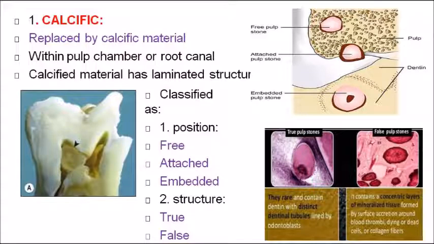True pulp stones are rare and contain dentin and distinct dentinal tubules which are lined by odontoblasts. False pulp stones contain concentric layers of mineralized tissue formed by surface accretion around blood thrombi, dying or dead cells or collagen fibers. These are the false pulp stones. So calcific changes are causing the formation of the pulp stones.